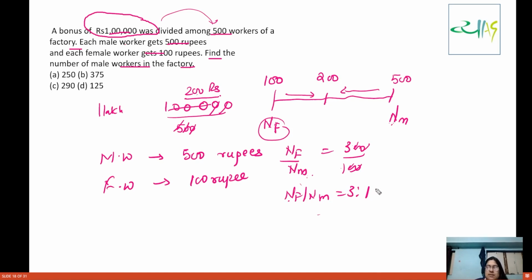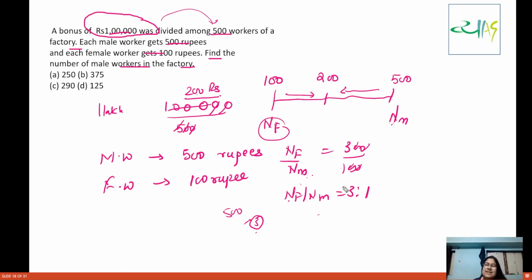So what does this mean? In 500, what are the 3 parts? You have 3 parts as female workers, and 1 part you are having as male workers. In 500 you are having 3 parts as female workers and 1 part as male workers.